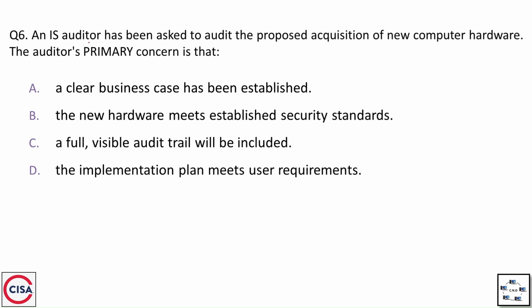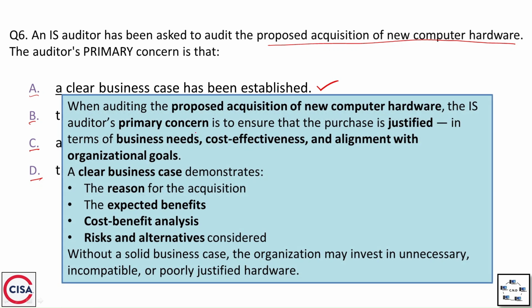Question number 6. An IS auditor has been asked to audit the proposed acquisition of new computer hardware. The auditor's primary concern is that option A, a clear business case has been established. Option B, the new hardware meets established security standards. Option C, a full visible audit trail will be included. And option D, the implementation plan meets user requirements.